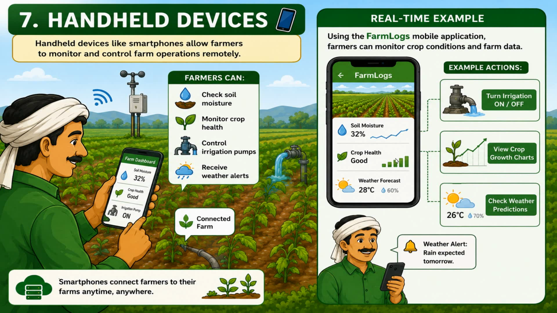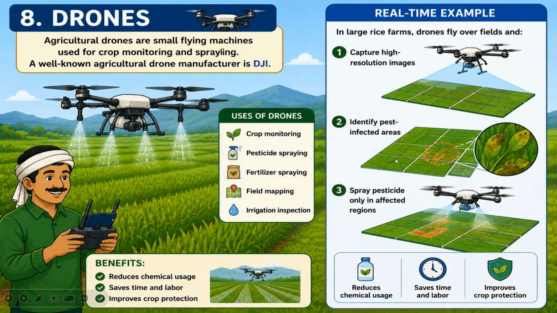Now, last component is the drones, where these are small flying machines that help farmers monitor the crops and manage agricultural activities more efficiently. So, a popular agricultural drone manufacturer is DJI. Now, here you can see there is a drone which is flying over a farm and performing different tasks.